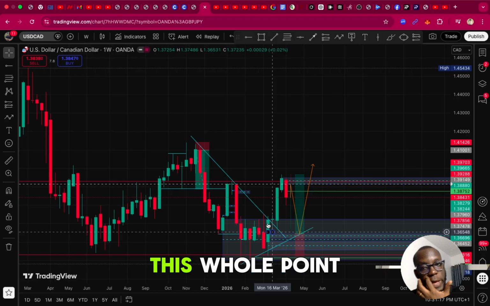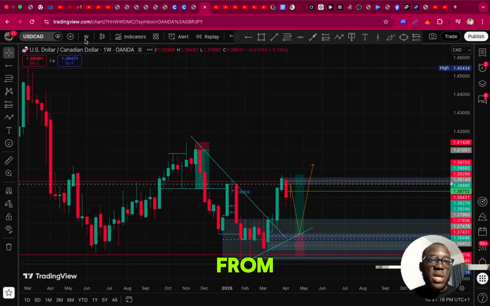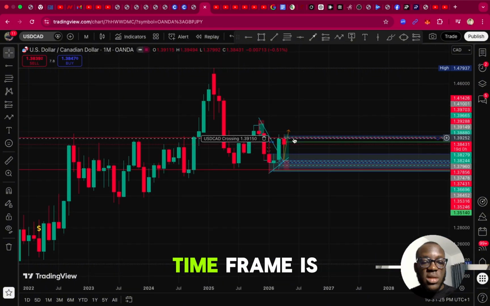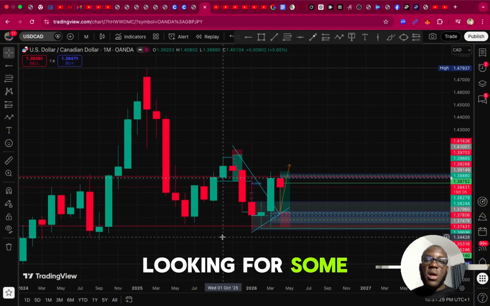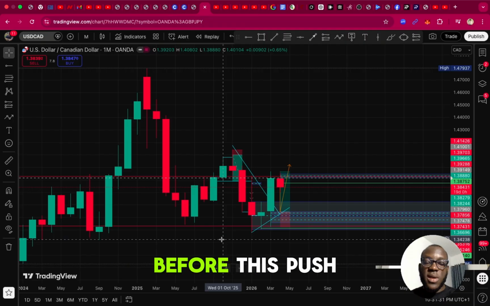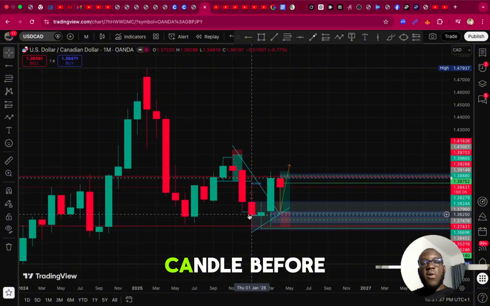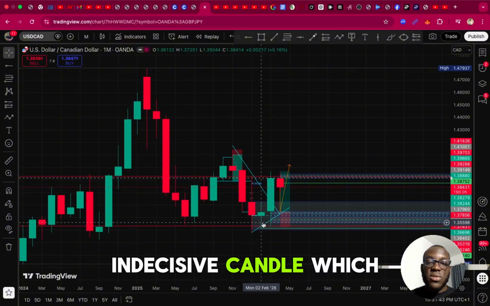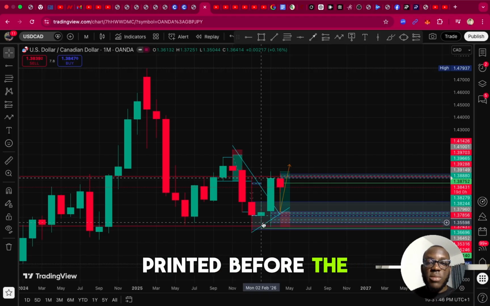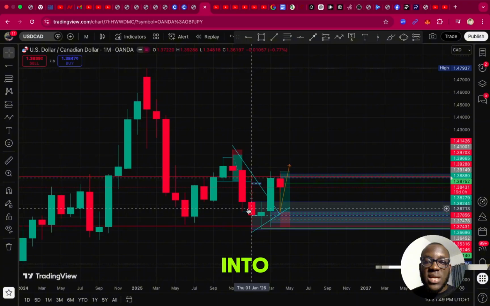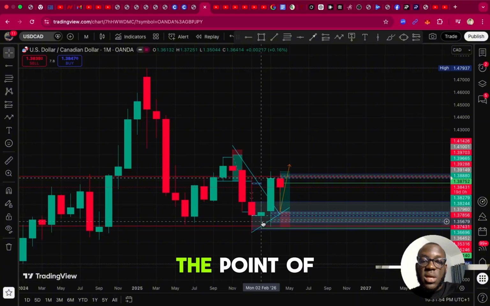Actually, where I got this whole point of interest came from monthly time frame. So if you see how I navigate through different time frames, it is because I am actually looking for some things. Before this push happened, we had a candle before the impulse. So here we had a decisive candle which printed before the push. So I am expecting the market to actually tap into the mid or around the point of interest, then move up.